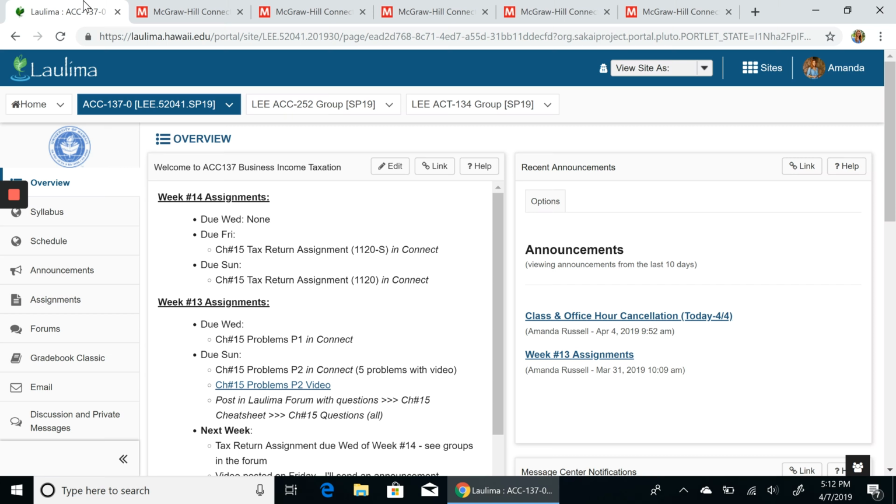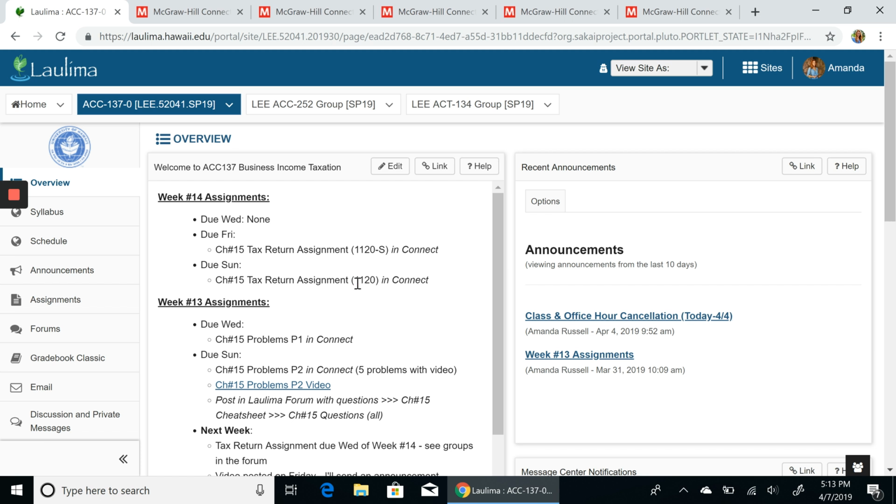Hi guys, this week we're doing the Chapter 15 tax return assignment. I decided not to have us do it in Tax Act because of some snags I ran into with it. And like I said, 1120 corporate returns are very complicated and they're not even used very often anymore. So we're going to do one each of the tax return problems at the back of Chapter 15: Tax return problem 1, which is 1120S, and tax return problem 2, which is the 1120 in Connect.